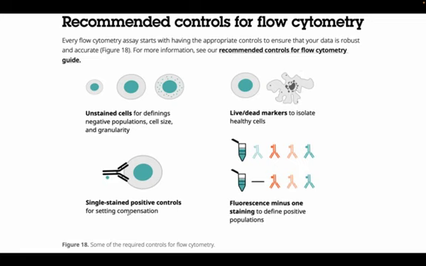Single stain positive control. If we want to use multiple fluorophores, then for each fluorophore we should have a single stained control, a population of cells which is stained only with that. This will help us get an idea of the fluorescence values that we should be expecting for that fluorophore.